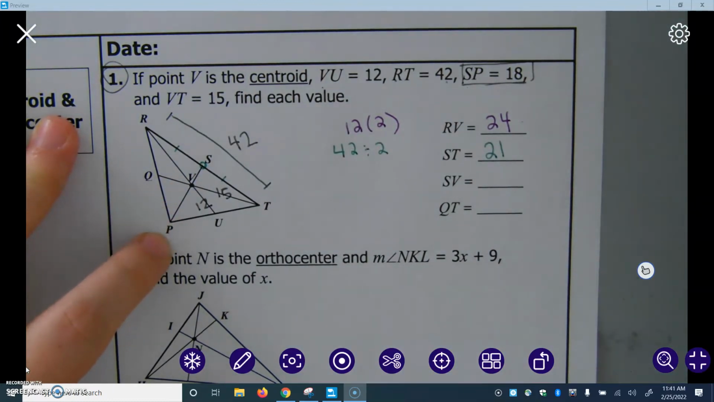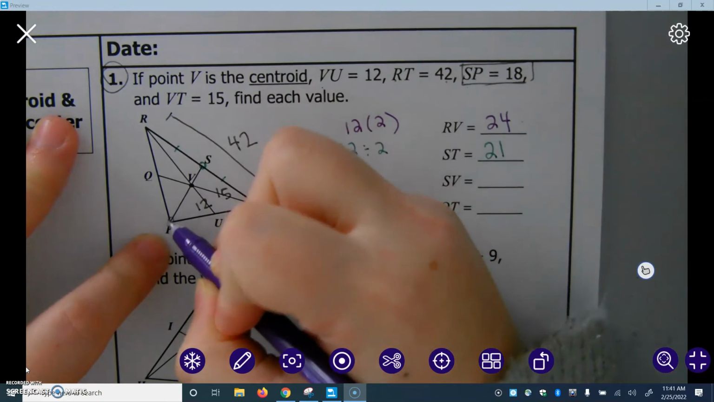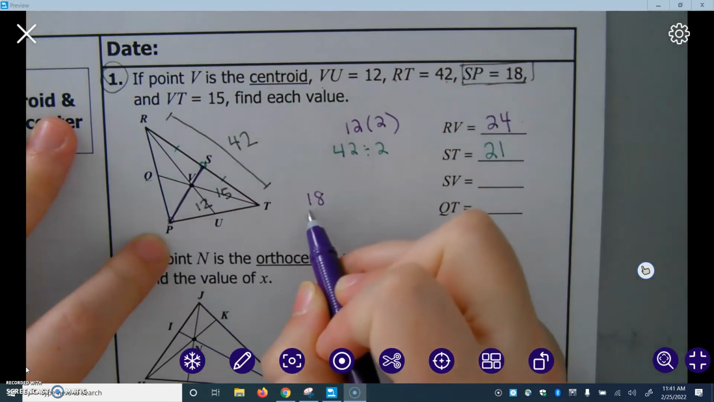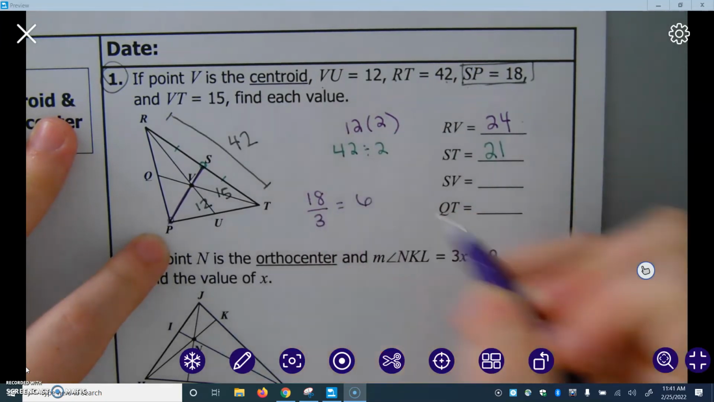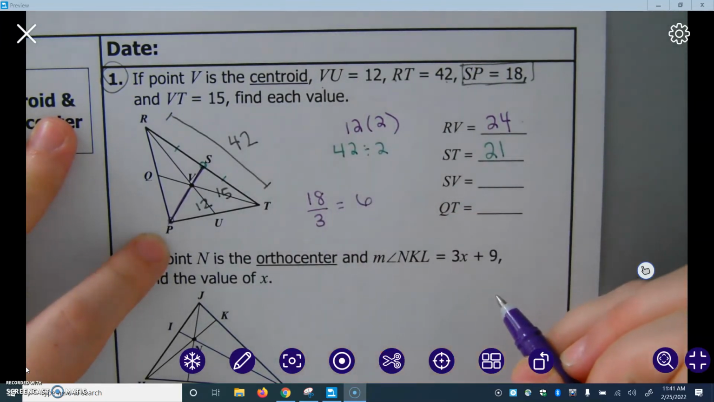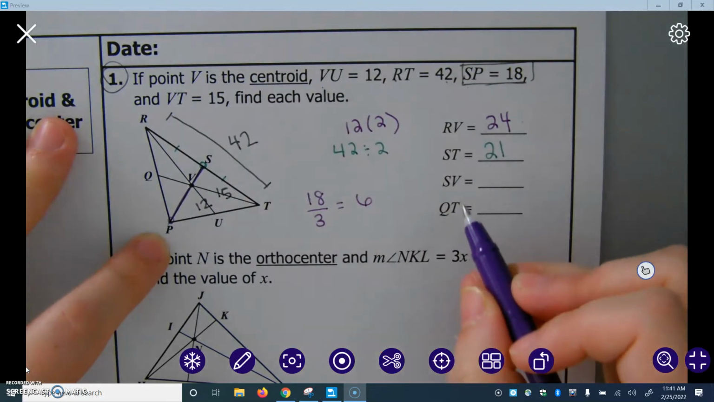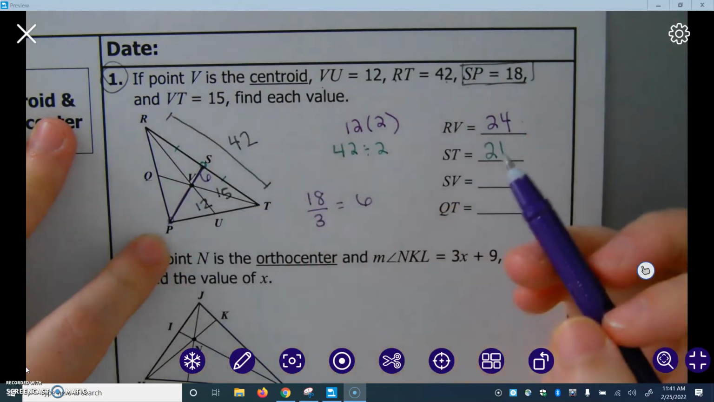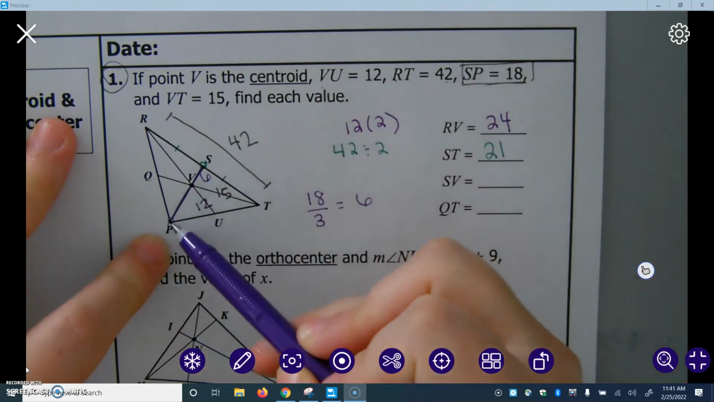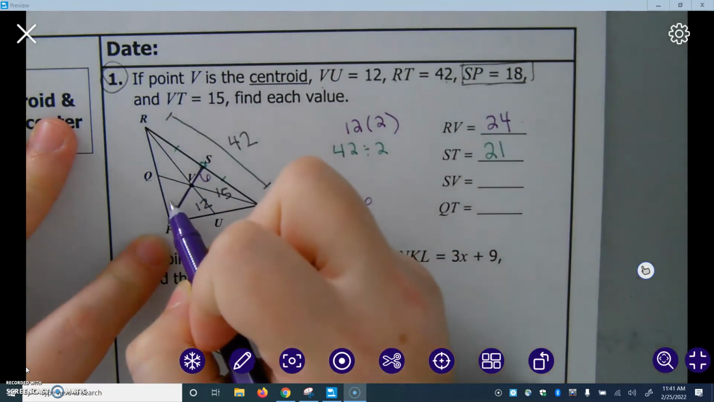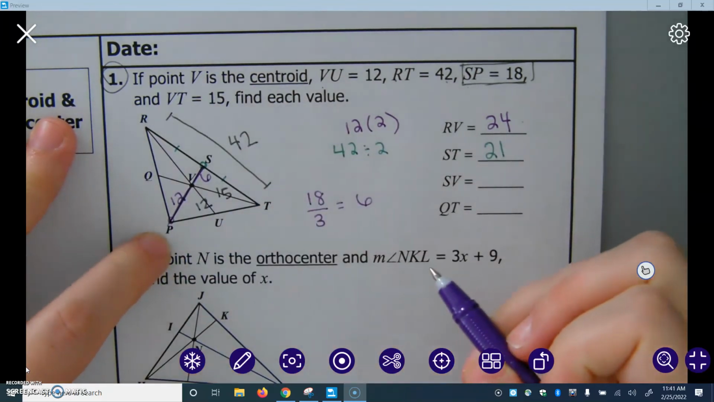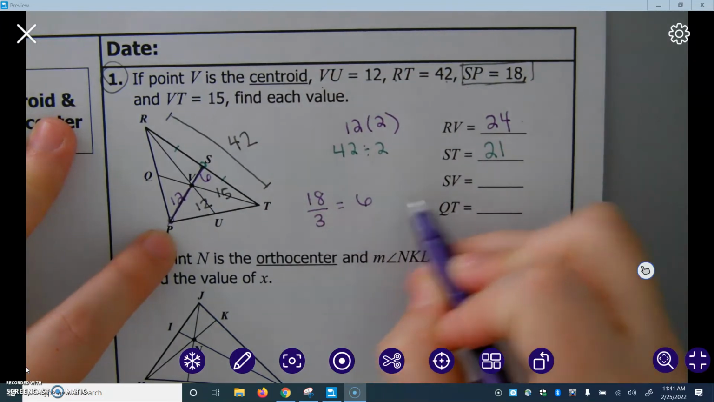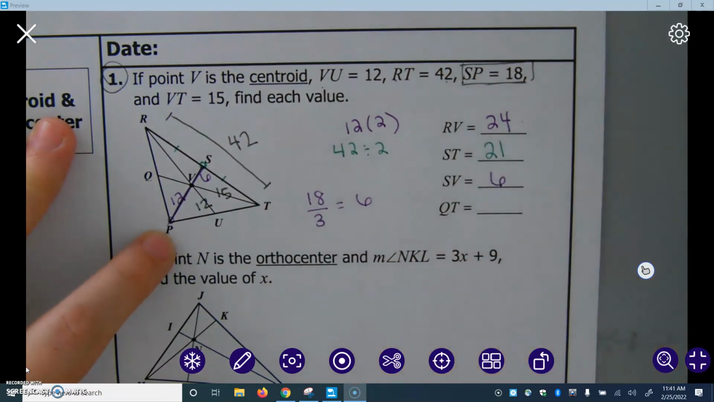All right, from S to P, that whole entire median is 18. So the whole median gets divided by 3. So what is SV? Good. SV is 6, and it doesn't really ask you for it, but what would VP equal? Good. VP would equal 12. All right, and then, so SV is equal to 6.